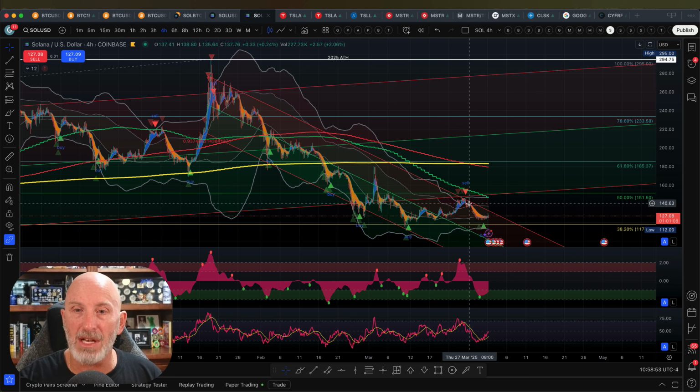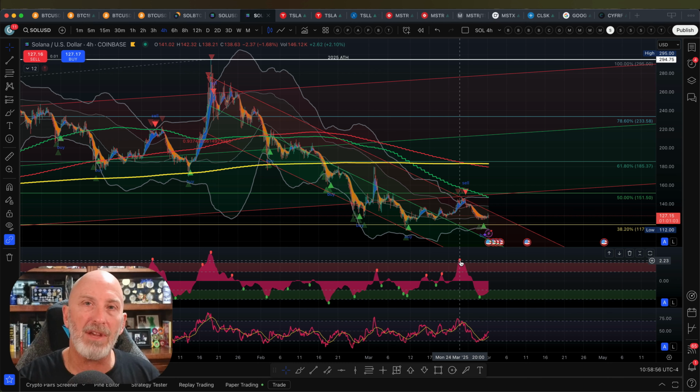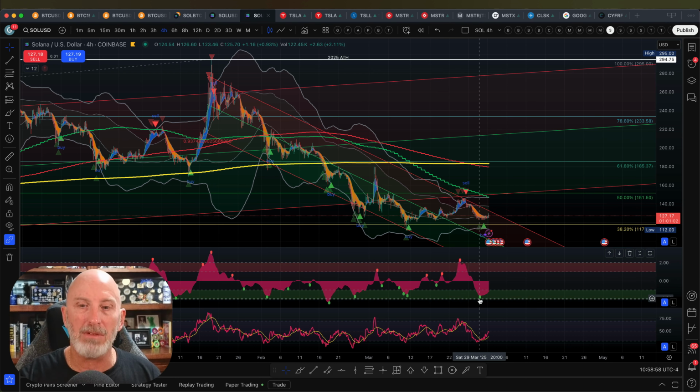A confirmed sell signal, trend flip down. We went from being mean reverted over 2 standard deviations to the upside to being mean reverted over almost 2 standard deviations to the downside. RSI went from above 70 to below 30. So basically, this thing went from being overbought to oversold just like that, literally in a matter of a few days.